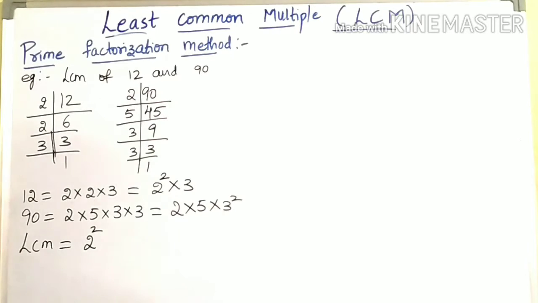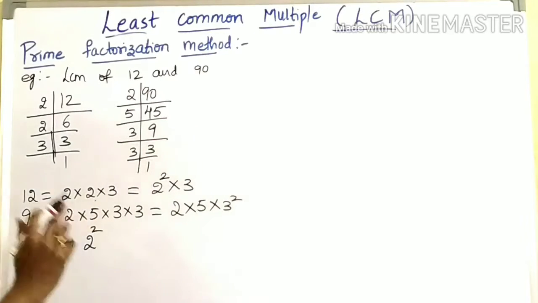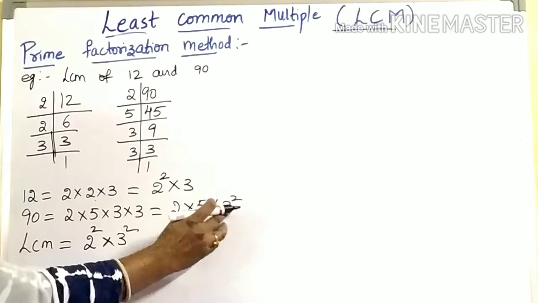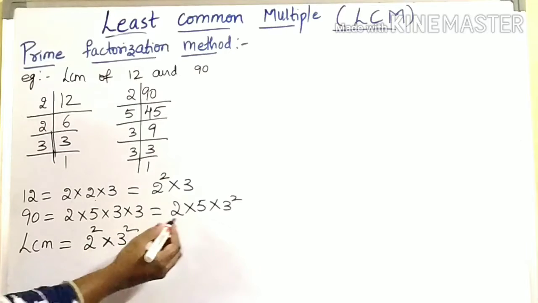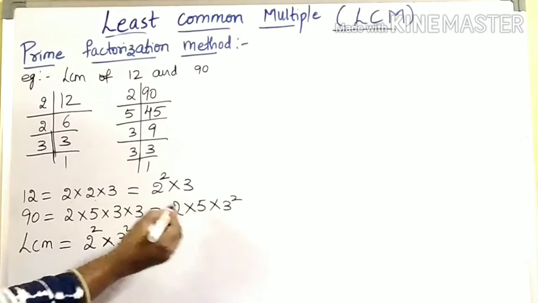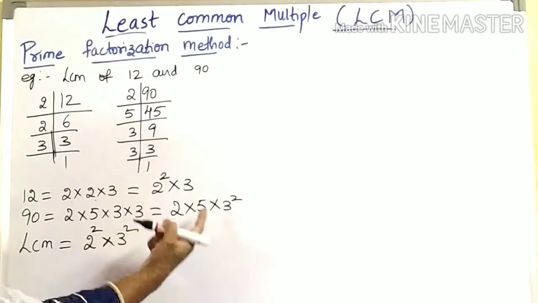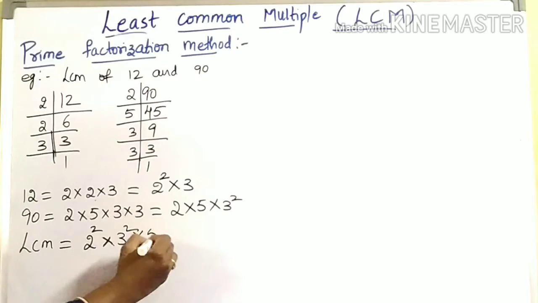Right? So next, coming to secondly, 3 and 3 square. Here, 3 and 3 square. 3 to the power of 1, 3 to the power of 2. And we choose 3 square. Why? Because the power of 3 square is more, right? Finally, what is left over? The base 5. Okay? It is by itself. We have nothing to compare it with. Is there any 5 in the previous number? No. So there is nothing to compare it with, so we will automatically include it in the group, 5.